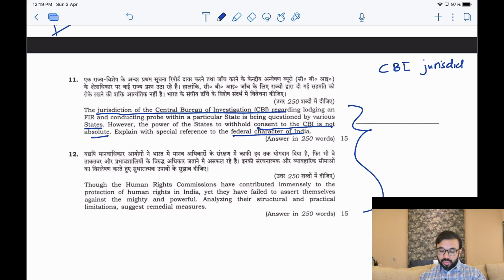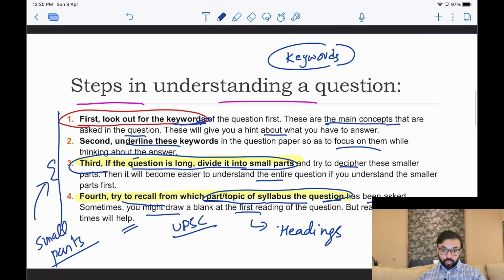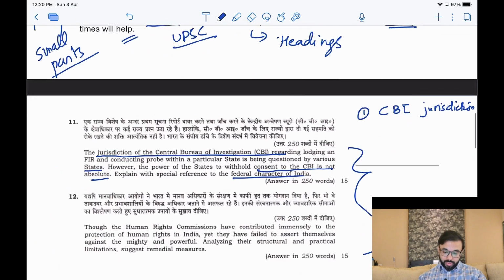अब थोड़ा सा मुश्किल है क्वेश्चन अंडरस्टैंड करने में, लंबा है, स्टेटमेंट है, क्लियर नहीं है कि क्वेश्चन एक्चुअली क्या पूछ रहा है. एक्सप्लेन विथ स्पेशल रेफरेंस टू द फेडरल स्ट्रक्चर ऑफ इंडिया. सो इट इज आस्किंग यू डिराइव्ड काइंड ऑफ एन आंसर. तो कीवर्ड्स आप पहले लिख लीजिए और स्मॉलर पार्ट्स में क्वेश्चन को डिवाइड कर लीजिए, जो मैंने से बताया था कि लुक आउट फॉर द कीवर्ड्स. नंबर 1, अंडरलाइन देम एंड देन डिवाइड इट इनटू स्मॉलर पार्ट्स.